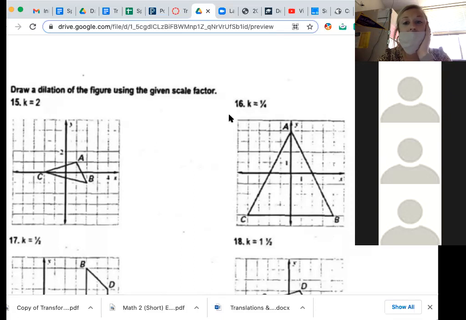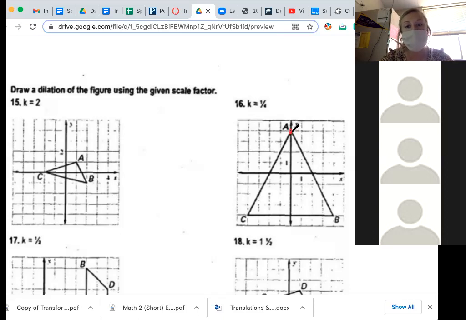All right, 16, K equals 1/4. 1/4 is the scale factor. So am I reducing this triangle or enlarging this triangle? Reducing it by 1/4. So everybody look, pick a point. We're actually gonna have to do all of them because it says draw the dilation. So we're gonna have to graph it.